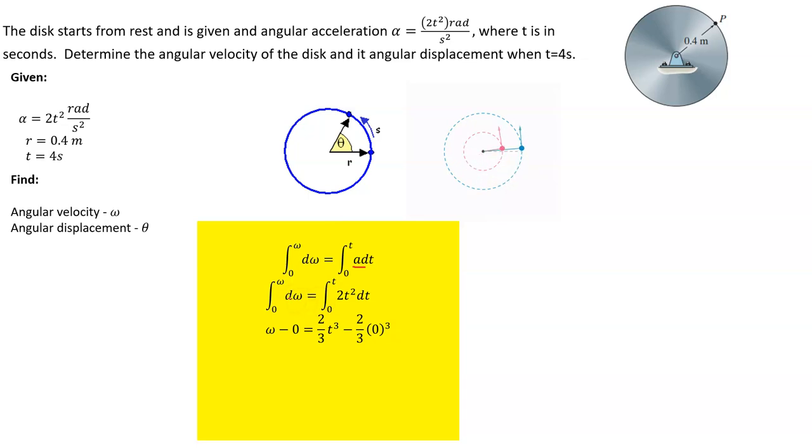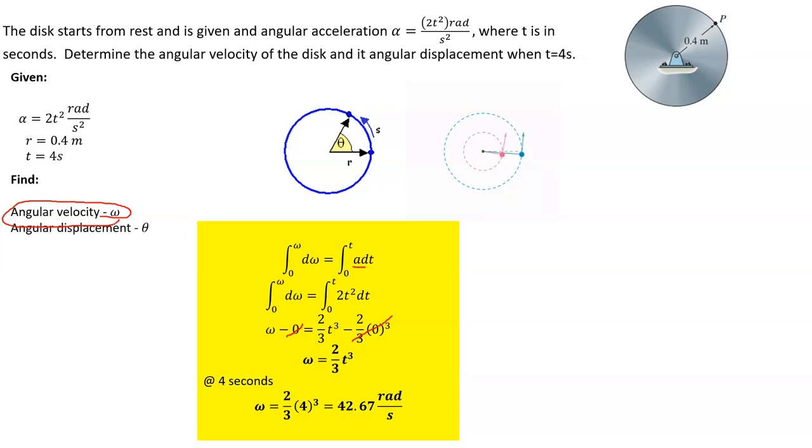On the left side of the equation, the integral of d omega will just get you omega minus omega naught, and that goes from omega to 0, because it was starting from rest. And from there, this goes to 0. That's obviously 0. So what you end up with is a function there. Then you can plug in the t of 4 seconds, and at 4 seconds, you end up with 42.67 radians per second. So that is how fast it's going at the end of 4 seconds. So there we have that angular velocity at the end of 4 seconds.